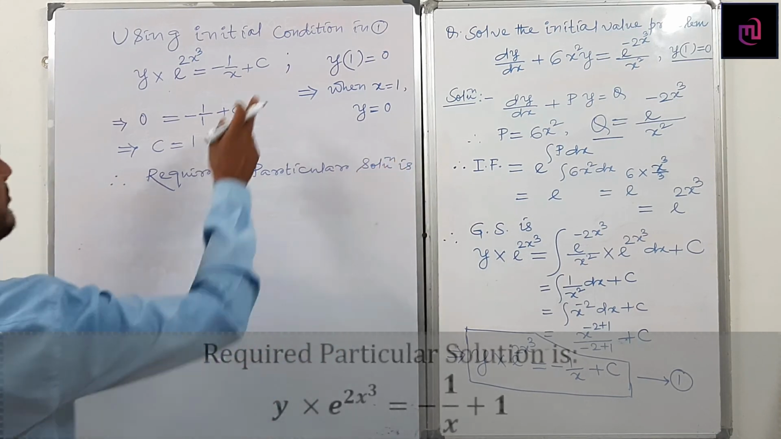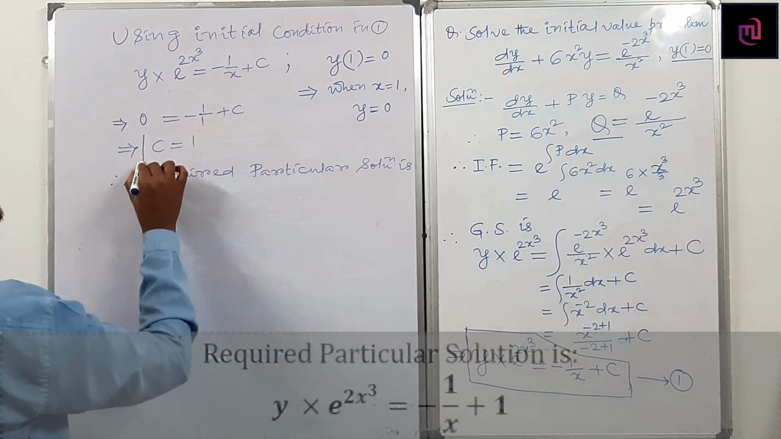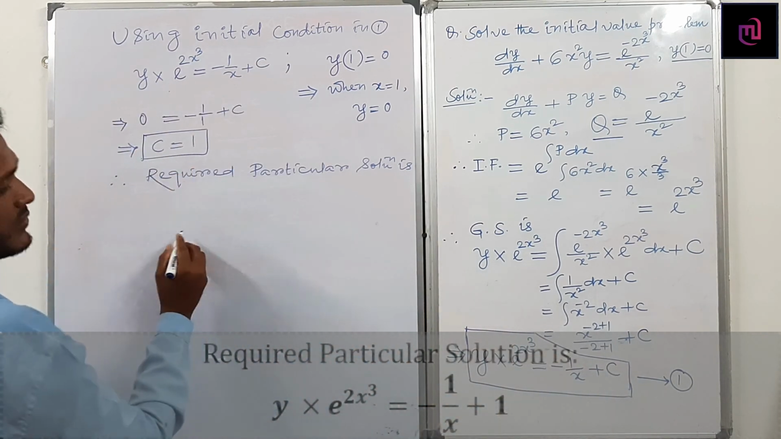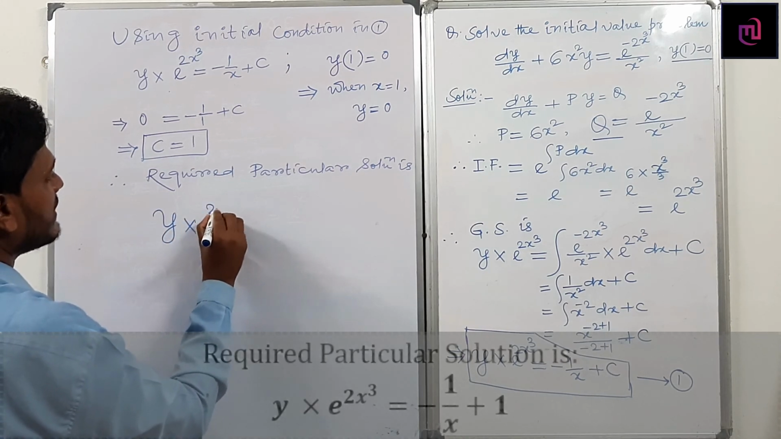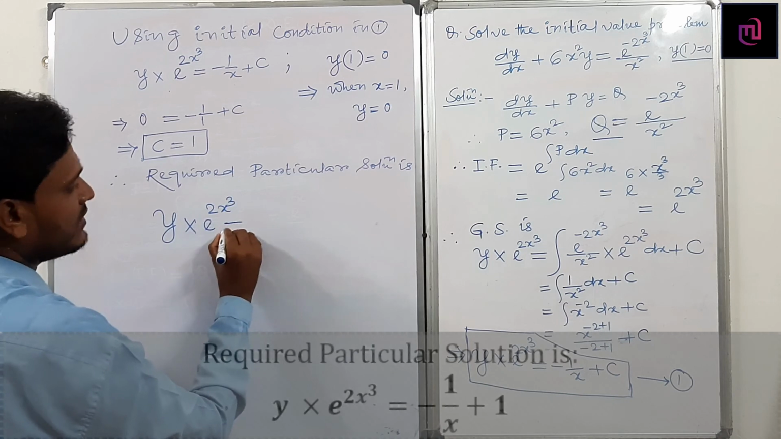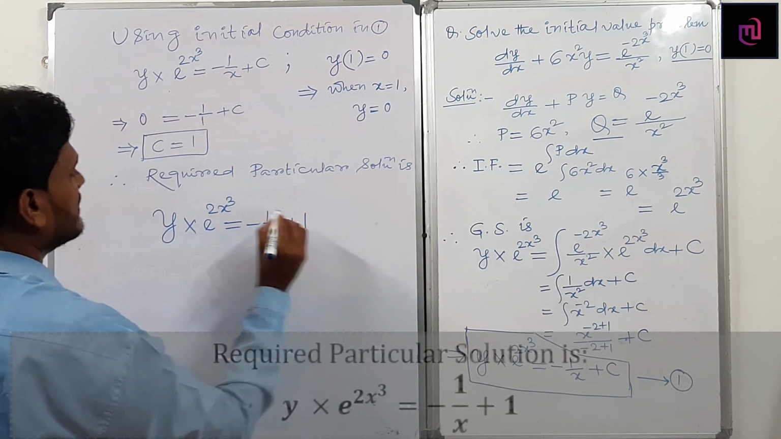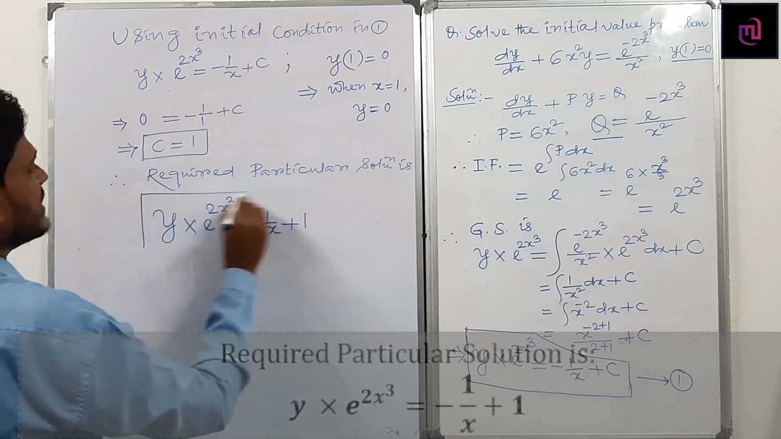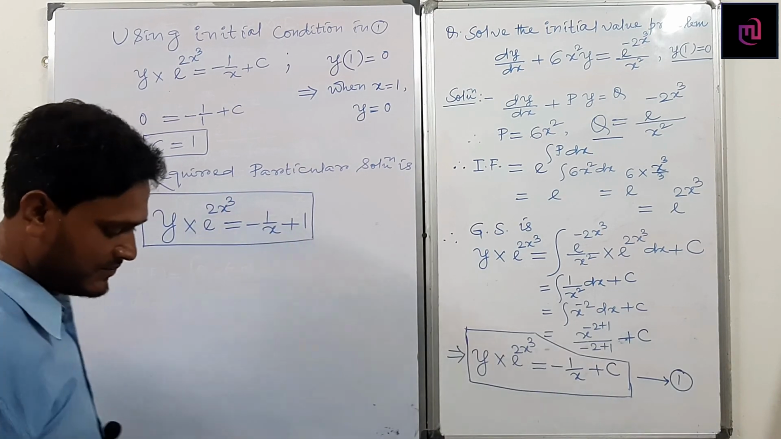Therefore, the required particular solution is, replacing the values in 1. What is the value of c? C becomes 1. So replacing the value, can I write y into e to the power 2x cube equals to minus of 1 by x plus 1. So this is the required particular solution of the given differential equation.